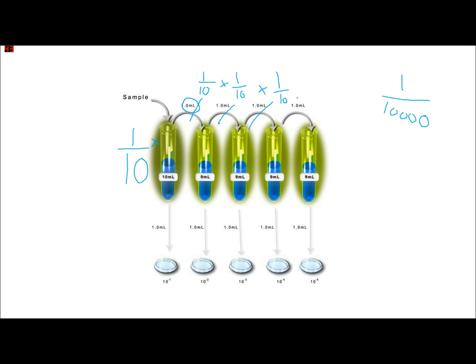Oh, we forgot one here as well. We end with 5 zeros. 1 in 100,000, and that's reflected here. 10 to the negative 5. Okay.